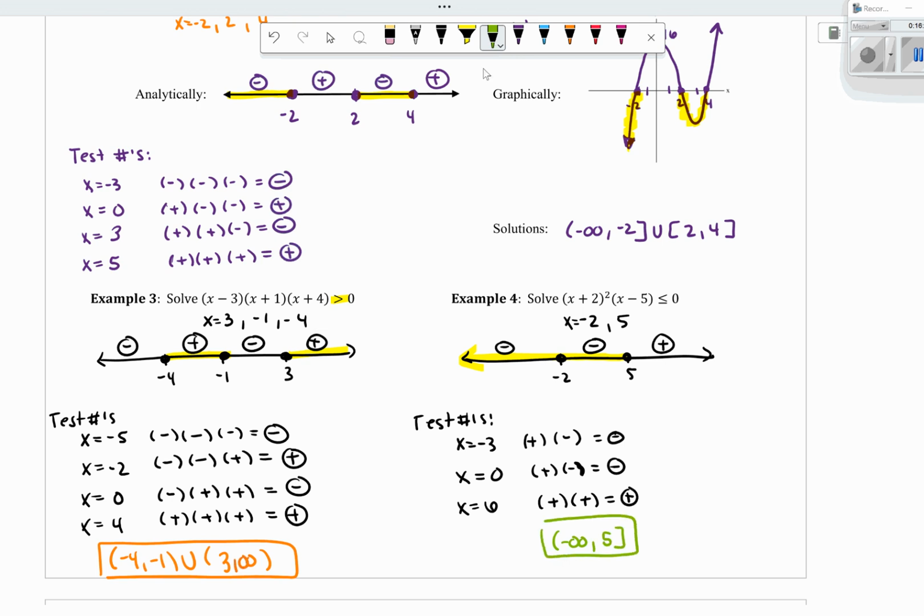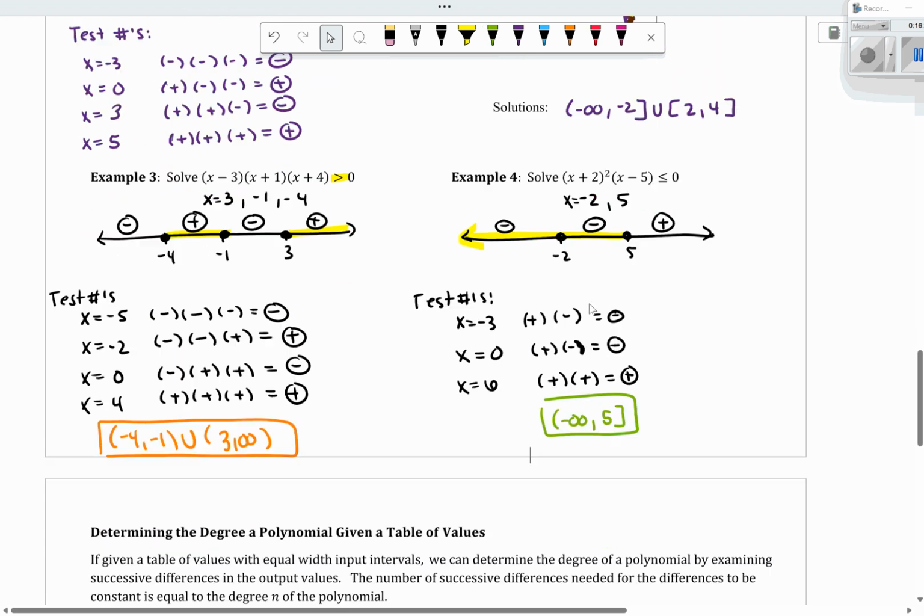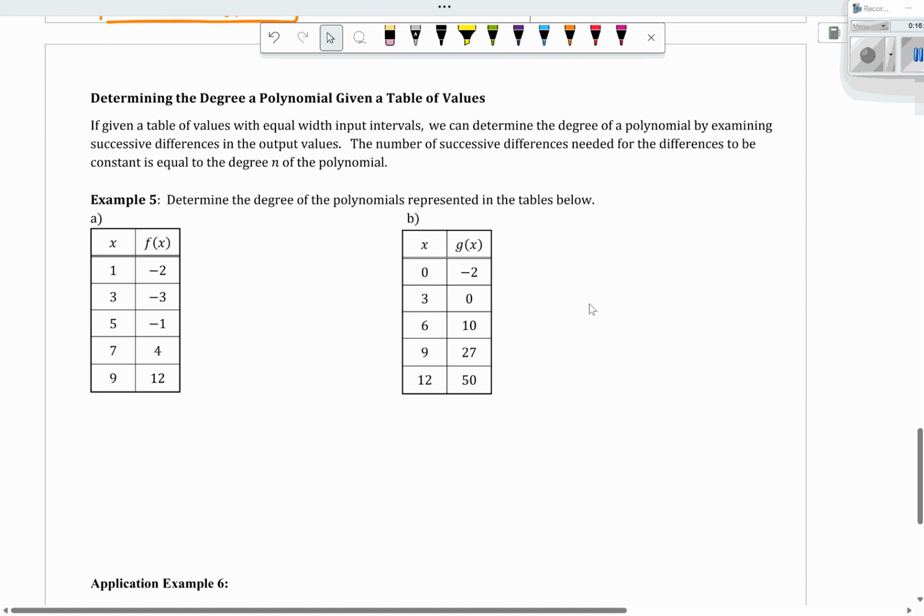And that's how we use our sign line. And then again, you could always think about doing this graphically to kind of confirm. So the next part we want to look at is determining the degree of a polynomial given a table of values. If a table of values has equal input intervals, we can determine the degree of a polynomial by examining successive differences in the output values.